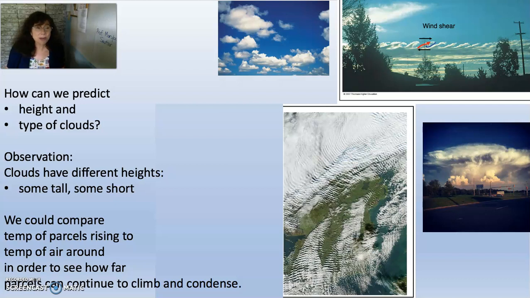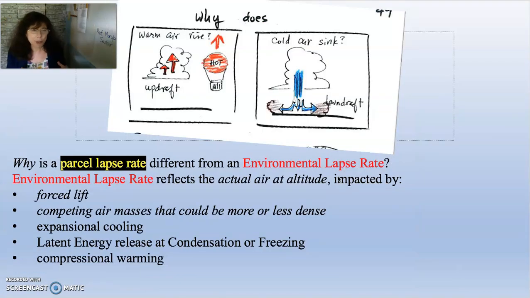And of course, it all starts with our observations. And we can observe that clouds have different heights. Some are rather tall, like this one, and some are quite short, like these clouds over Scotland, a very short cloud without a lot of altitude to it. So we are going to learn how to predict this in the future based on the soundings that we see from the radiosondes. In those soundings, we will be looking at parcel lapse rates and environmental lapse rates.